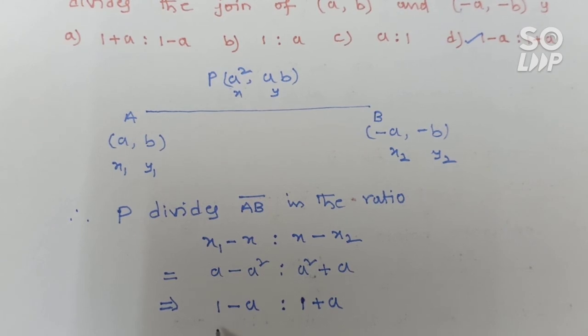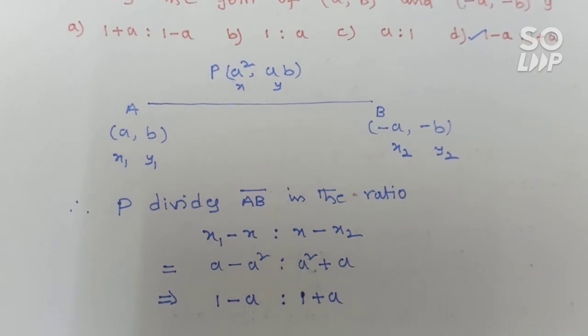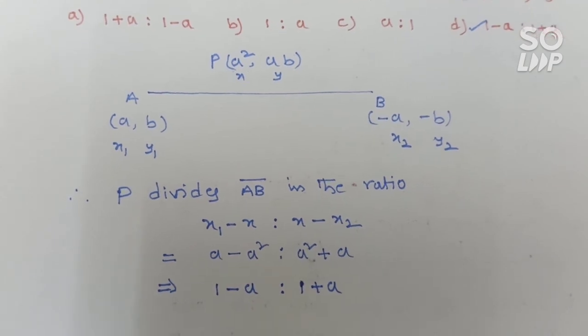So in which ratio does P divide? 1 minus a is to 1 plus a. So this is the most important formula, most important model. And see the next question.